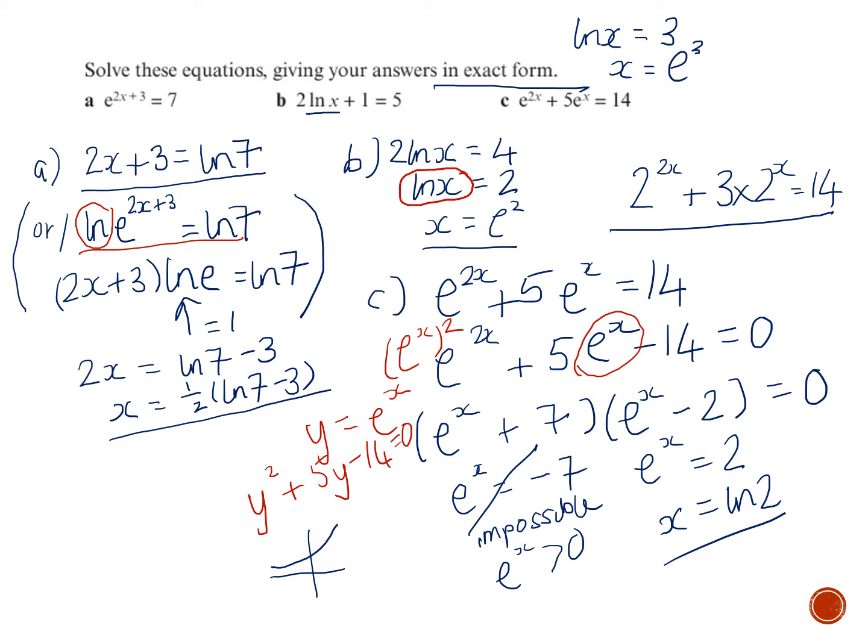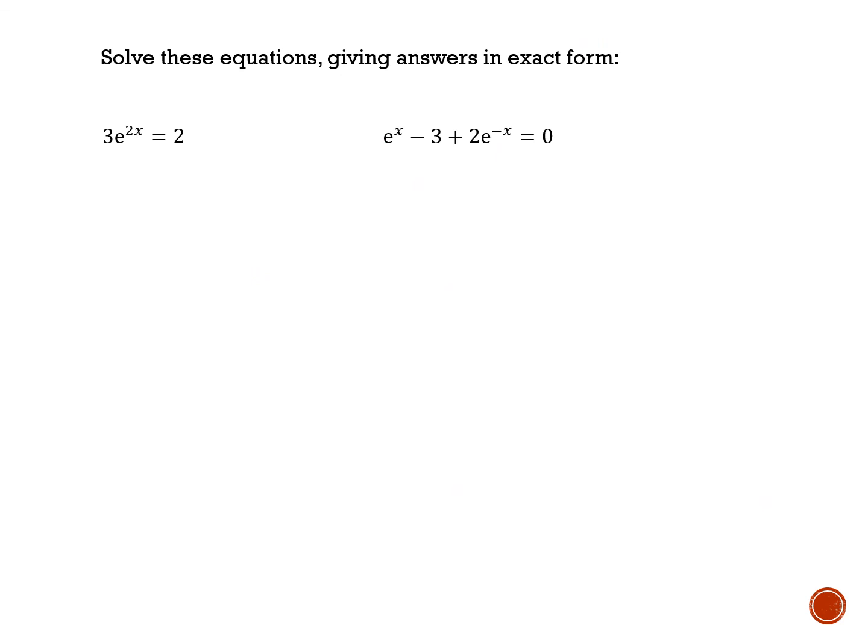Right, on to some slightly more complicated ones. So let's have a look at these two here. Let's have a look at this first one. Part A: 3e to the 2x equals 2. Now you know that if I've got the x in the power, then I'm going to want to take logs of both sides. Now, just be careful. Before you take logs of both sides, I would recommend just having your e to the 2x on its own here. So the first step is to divide by 3.